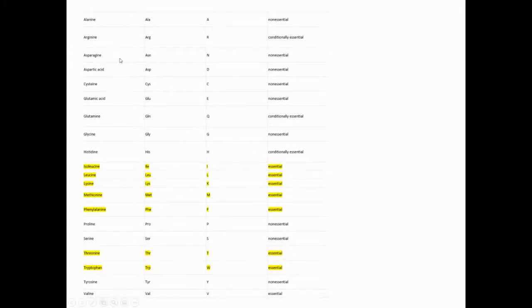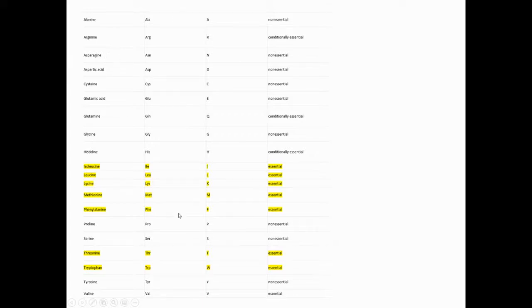Here is the table of the 20 commonly seen amino acids in proteins. The first column is the full name: alanine, arginine, asparagine, aspartic acid. The second column is the 3-letter code. Alanine is ALA, arginine is ARG. And then this is the 1-letter code: A is alanine, R is arginine, N is asparagine.